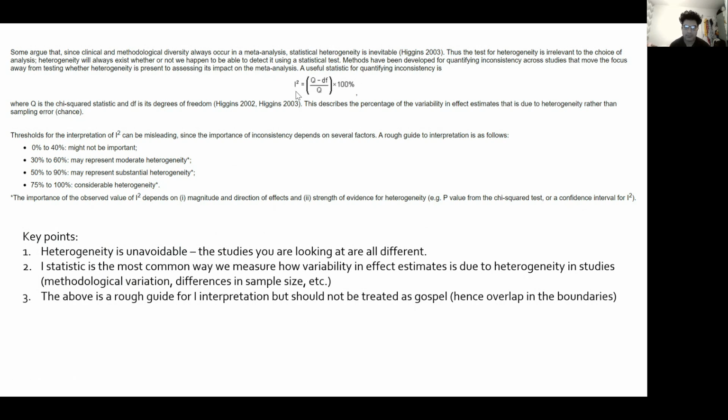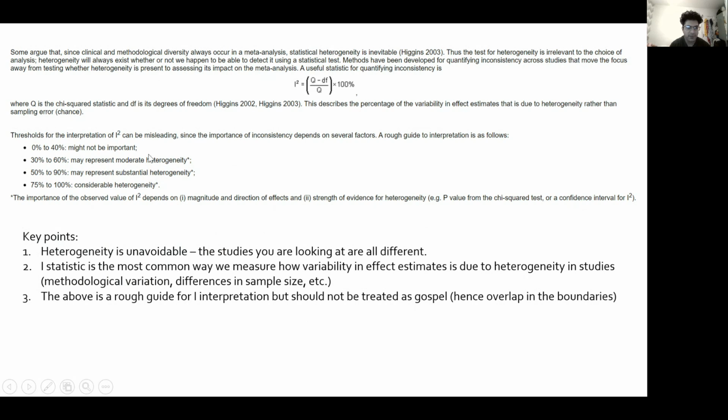Yeah, so you don't need to know this formula. Don't stress about it. Some very niche or technical papers, so for example, if you're writing a thesis on it, you might want to just state that and put the formula and explain it. But for a regular paper, just don't bother. It's not worth the headache. But yeah, so the I-squared statistic is the most common way we measure this stuff.